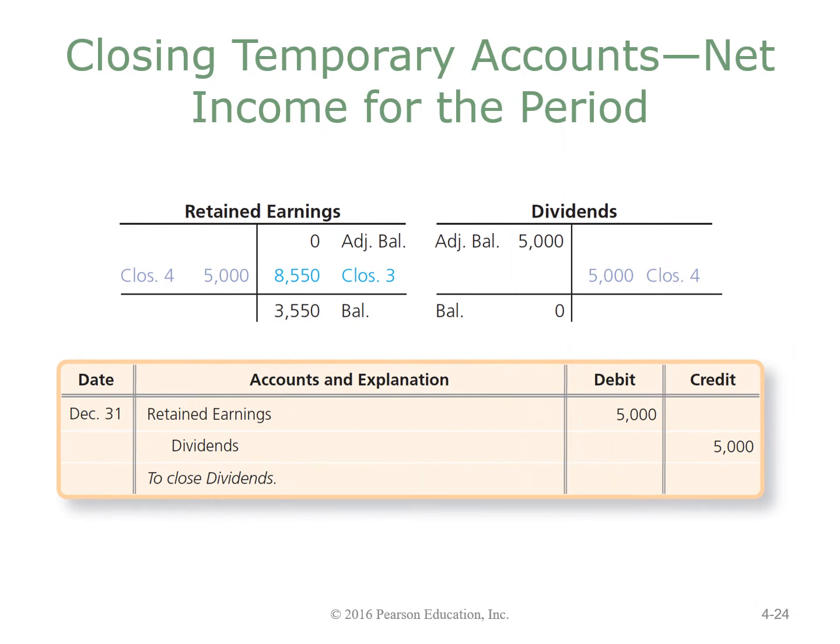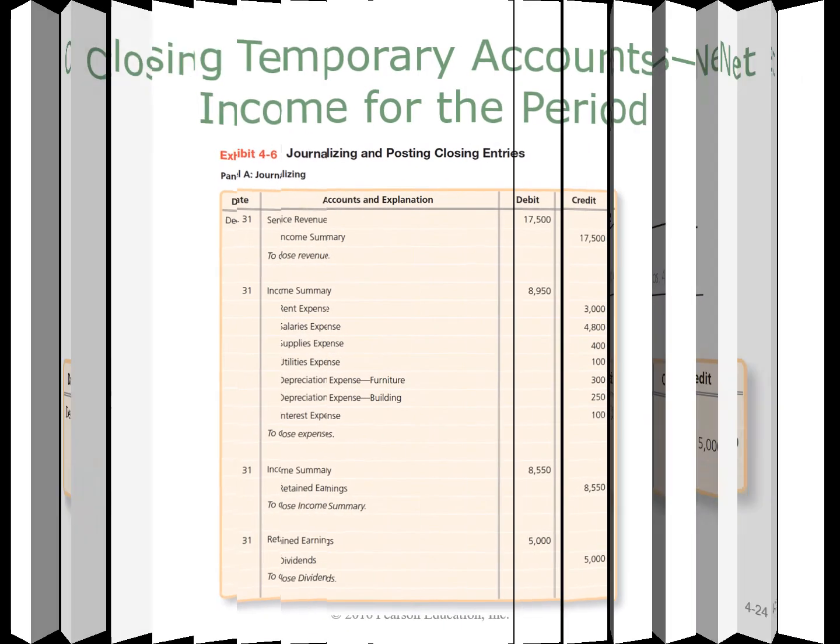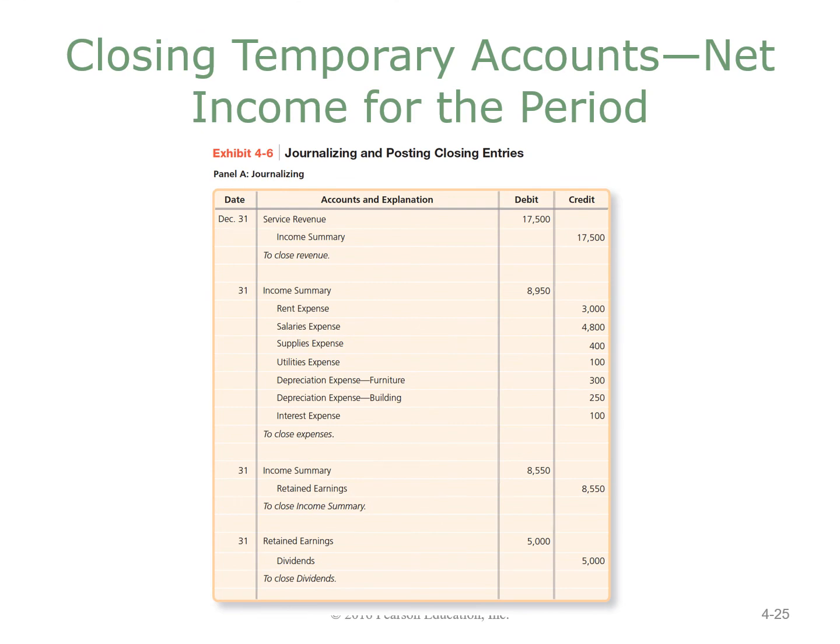The last thing is to close the dividend, and as we said, dividend is 5,000 debit. So in order to close it, I will credit it for 5,000. So I'm going to debit retained earnings and credit dividend. And at the end, this is a summary of the 4 entries that we made: the service revenue to income summary, all expenses to income summary, income summary to retained earnings, and then retained earnings and dividend.